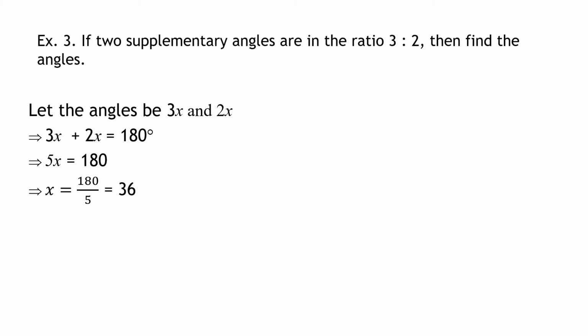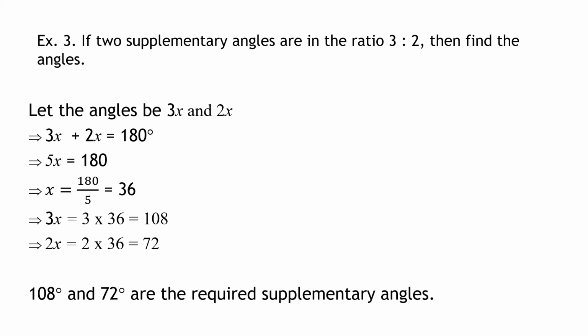So remember, here we have found out the value of x, not the value of the angles. The angles were 3x and 2x, and x is 36. So 3x is 3 times 36, which is 108. So the first angle we have is 108, and the second angle was 2 times x, where x is 36. So 2 into 36 equal to 72. So the angles that we have, 108 and 72, are the two required supplementary angles.